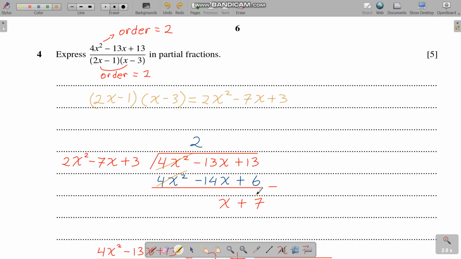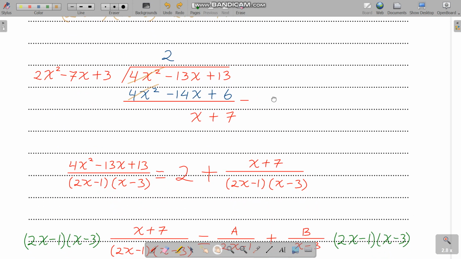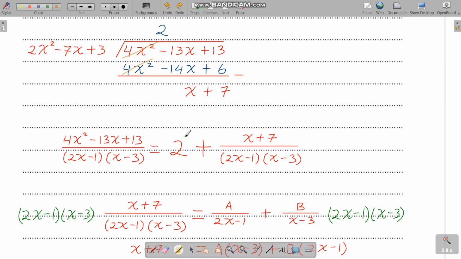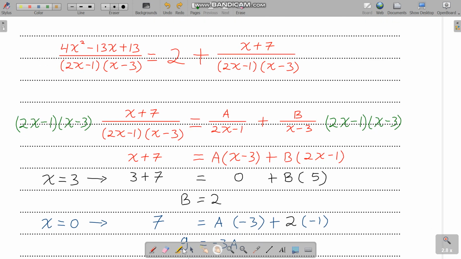So this means we can now express the original fraction as the quotient plus the remainder divided by the divisor. So now we do the partial fractions decomposition only for this proper fraction part. For this proper fraction, we have to identify the forms we have to use. Because these are simple linear factors, we just use a constant divided by one factor, and another constant divided by the other.